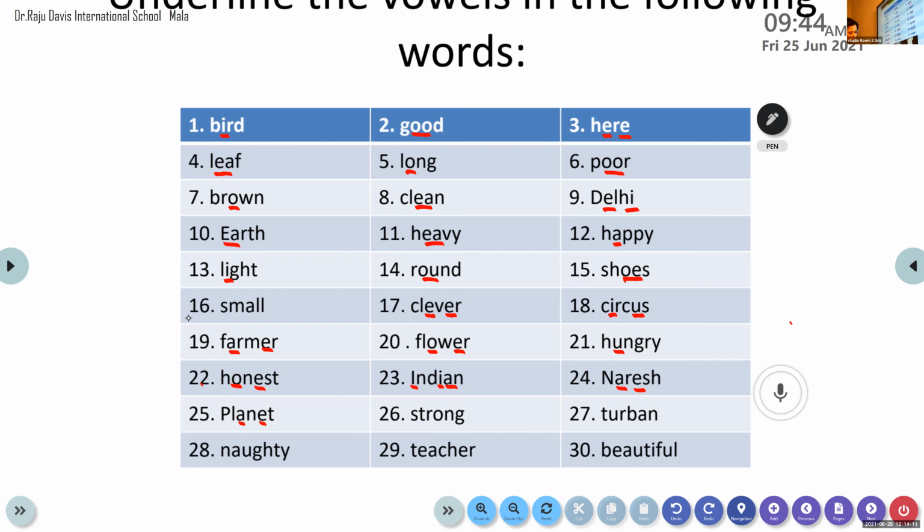How do you pronounce the word? Strong. Yes, it is this word, the 26th word. Strong. How do you pronounce the word? It is strong. Okay, now pick out the vowels in it.